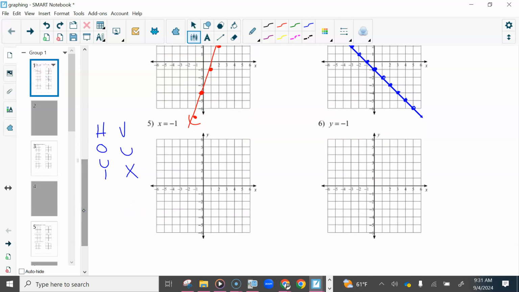So if this is an x equals, am I going to draw a vertical line or a horizontal line? Vertical, because it's an x equals. So at negative 1, we just talked about intercepts, so it would have an intercept at negative 1 on the x-axis. And I would draw a straight vertical line up and down through that.